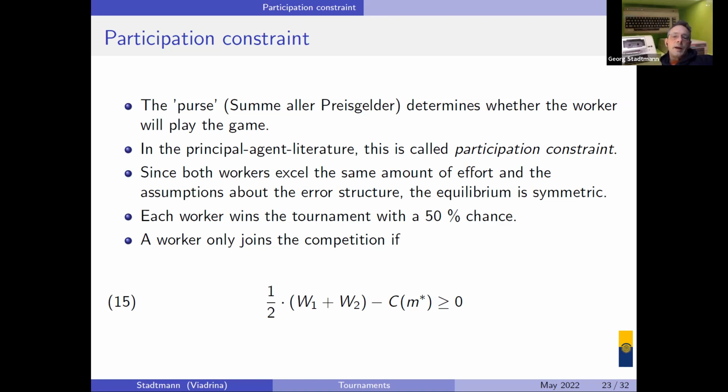So my expected payoff is 1/2 times W1 plus 1/2 times W2. And then I also have to take the cost into consideration, the cost of running and competing, the cost which are created by the effort level. And this has to be larger or equal to 0. When this relationship is equal to 0, we still sign the contract. When it's larger than 0, then the agent will get a positive payoff, a positive utility from this race.